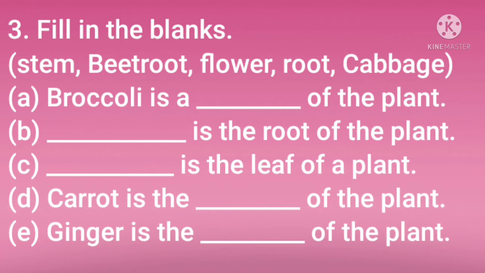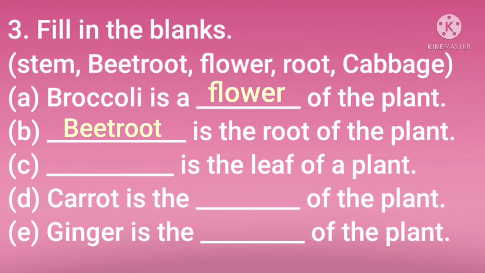Question number A. Broccoli is a dash of the plant. The answer will be flower. Broccoli is a flower of the plant. Number B. Dash is the root of the plant. The answer is beetroot. Beetroot is the root of the plant.